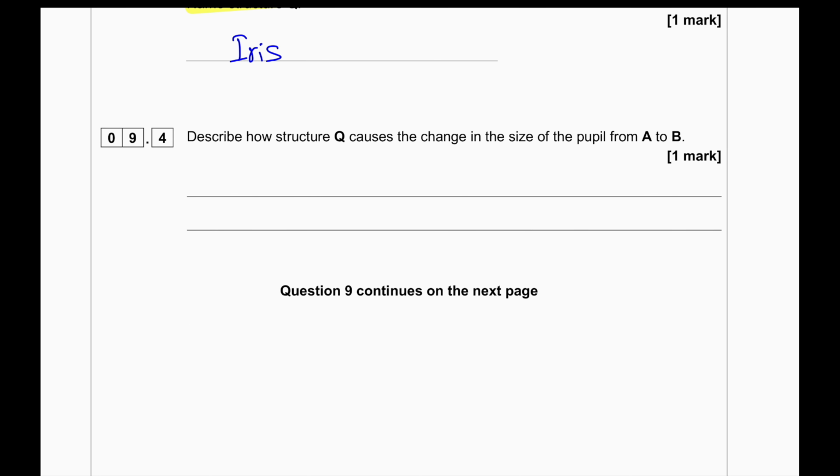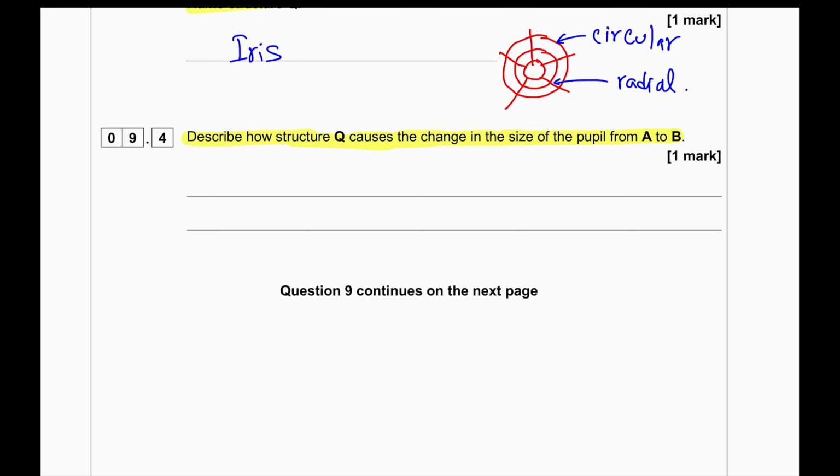The next question asks us, describe how structure Q causes the change in the size of the pupil from A to B. Again, as discussed earlier, the iris consists of circular muscle and also radial muscle. The circular muscles are self-explanatory. They are circular. And the radials, as you can see, run perpendicular.